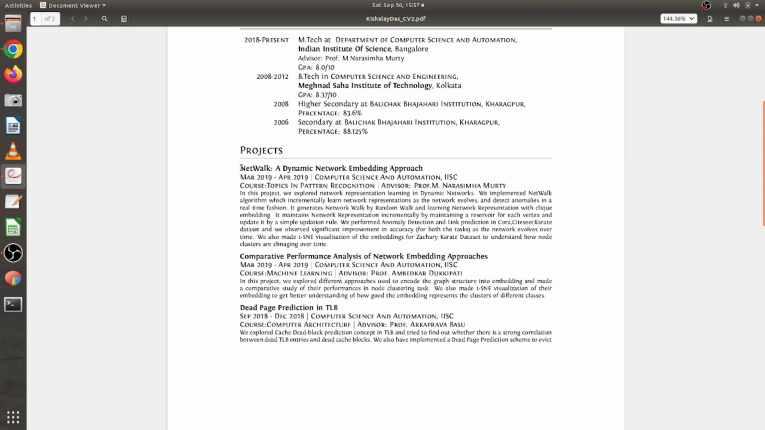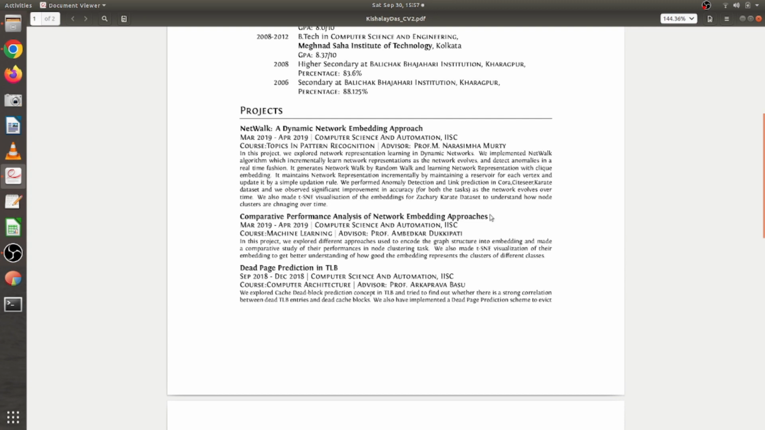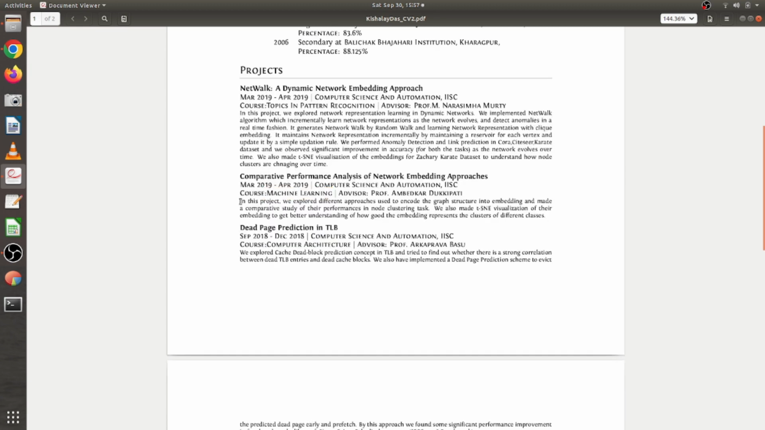So the first project was a dynamic network embedding approach. We did this between March 2019 and April 2019 as part of a course called Topics in Pattern Recognition, which was again taken by my advisor, Professor M. Narasimhamurthy. Then I have given a brief or rough detail about that project. The next was a comparative performance analysis of network embedding approaches. This I again did as part of the machine learning course, which was taught by Professor Ambedkar Dugipati. Here also I have given a brief idea about the project.